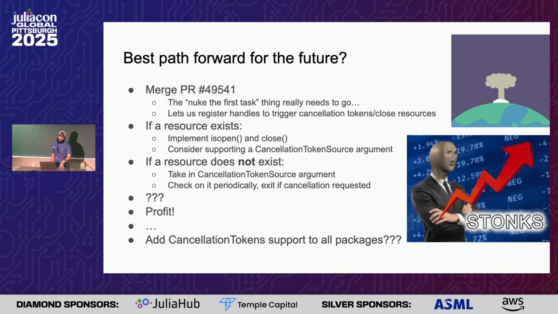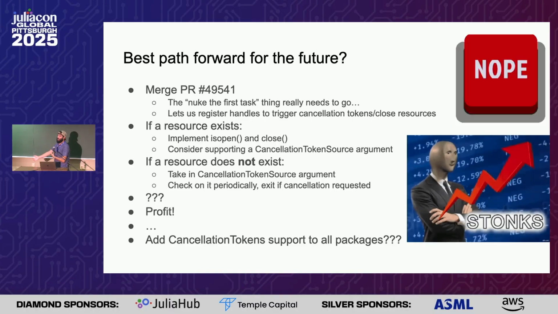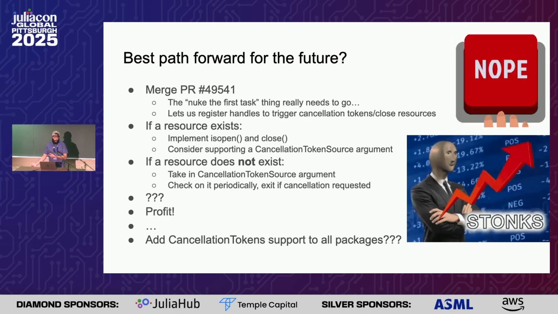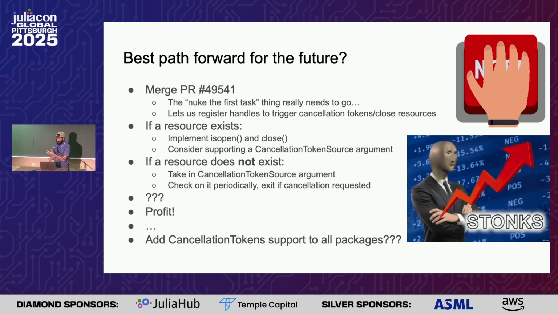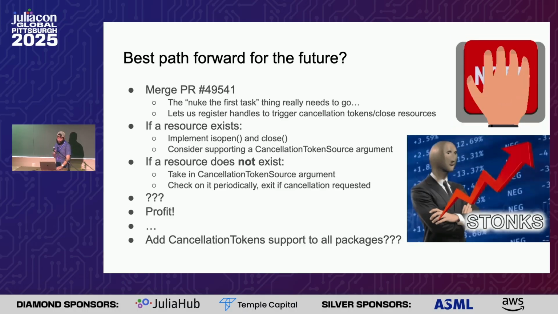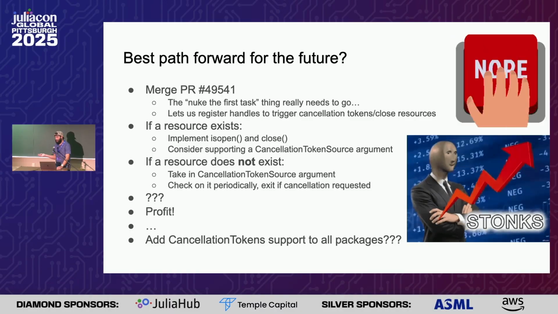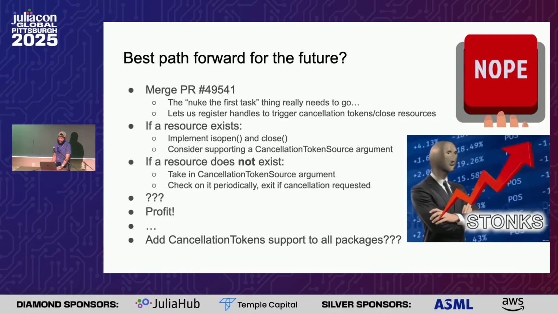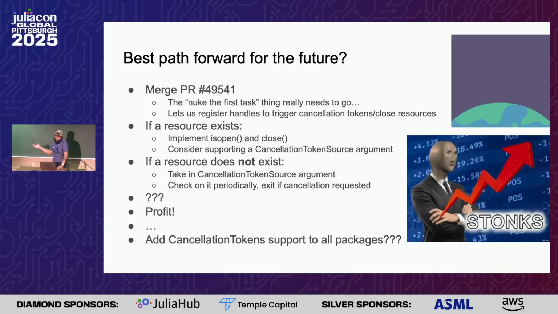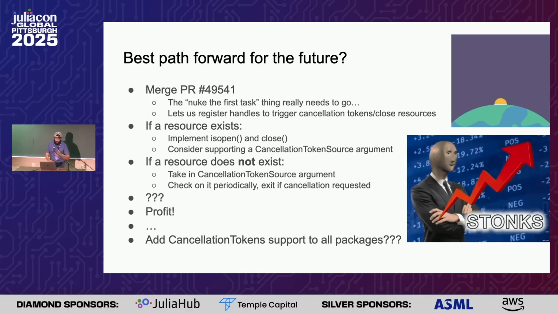Consider also supporting a cancellation token that can really help people out who are working with code that doesn't have a chance to call close, but still wants to be able to do basically that closing of the resource. If a resource does not exist, take a cancellation token source as an argument. Depend on cancellation tokens. It's pretty lightweight. And just check it periodically and exit if cancellation is requested. Do whatever cleanup you want.